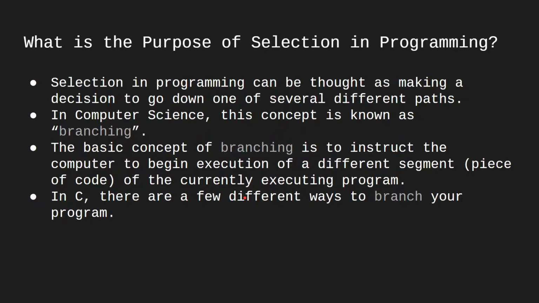What is the purpose of selection in programming? Selection can be thought of as making a decision or going down one of several different paths. In computer science, this concept is also known as branching. The basic concept of branching is to instruct the computer to begin execution of a different segment of the currently executing process or program. So basically it allows you to execute either segment A or B of your program.